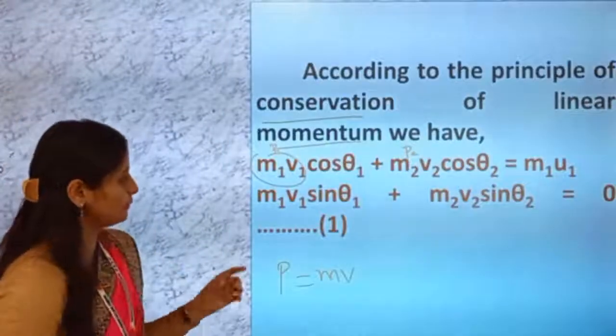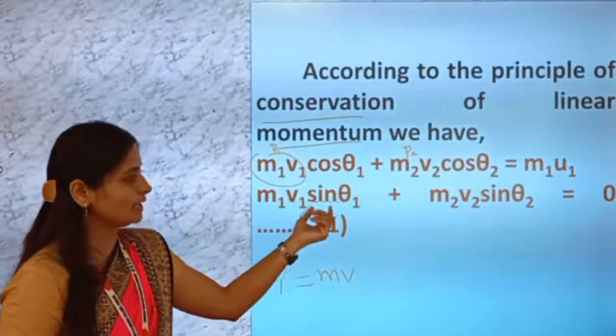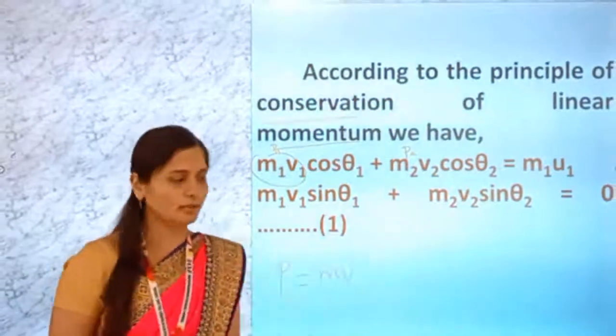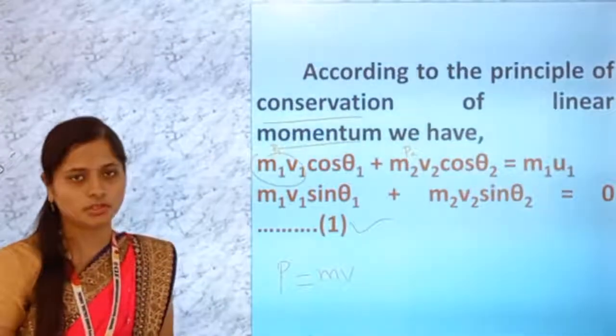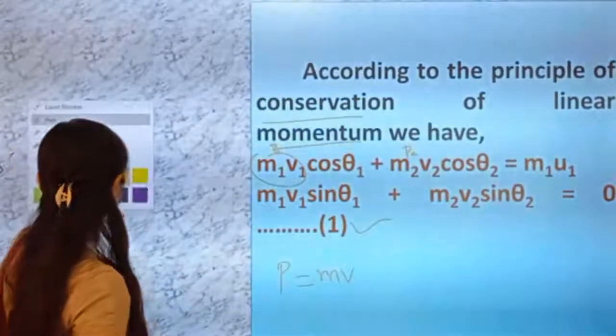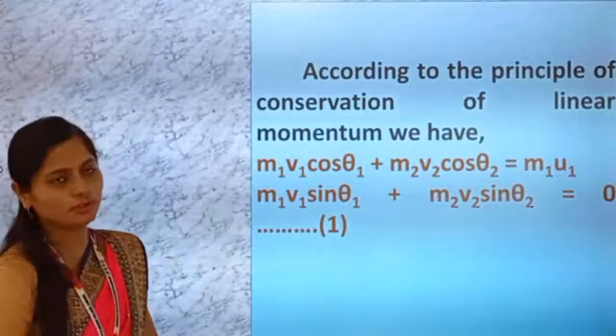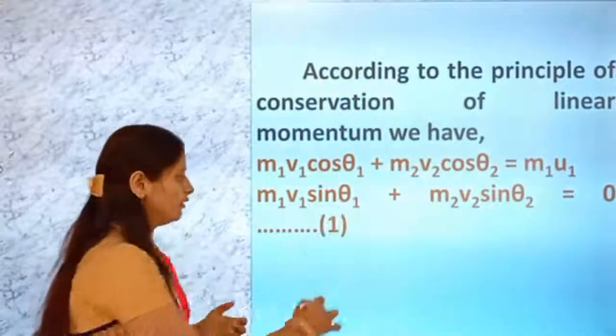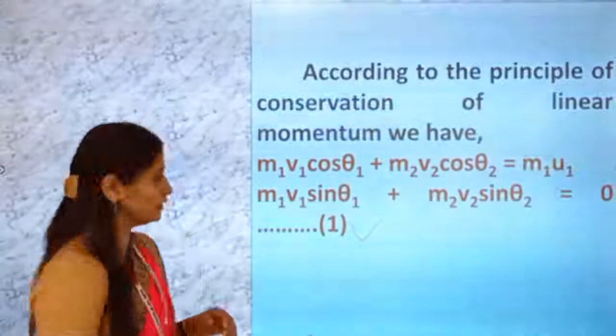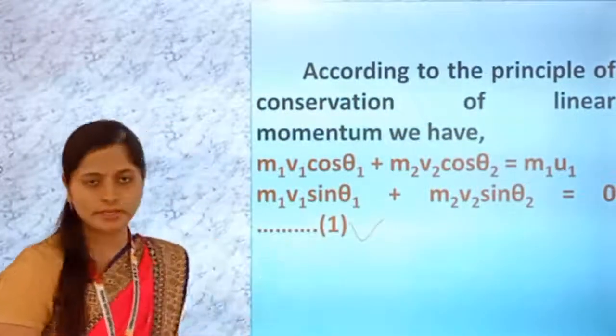Next, m1 v1 sin theta 1 plus m2 v2 sin theta 2. After simplification, what are we getting? Equation number 1. Got it? According to the principle of conservation, we are getting this equation. After simplification, we got equation number 1. So this completes our equation 1.